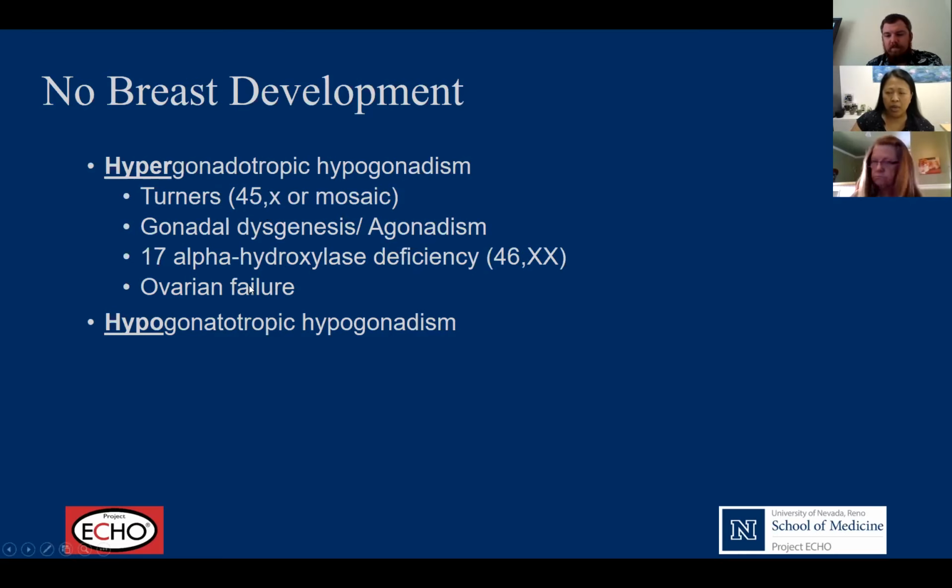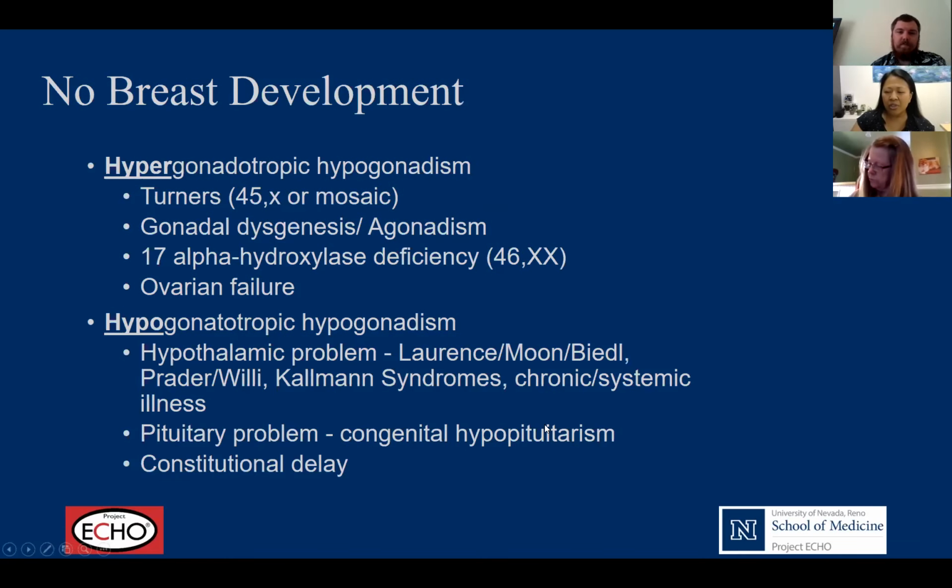which is very rare, okay? The opposite end of the spectrum is the signal from the brain is not happening, therefore the ovaries don't know they're supposed to do something. And that differential includes things that involve the hypothalamus. It could involve problems with the pituitary, or commonly it's constitutional delay. Okay, so obviously with a lot of these things, there are certain things on physical exam, for instance with Turner's and with Prader-Willi, that you will see on exam that will indicate what the differential is geared towards. But for the most part, a lot of what you're going to be doing is lab workup to try to figure out where the problem is.